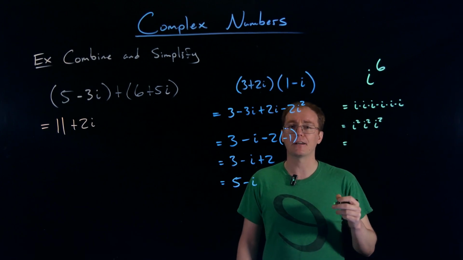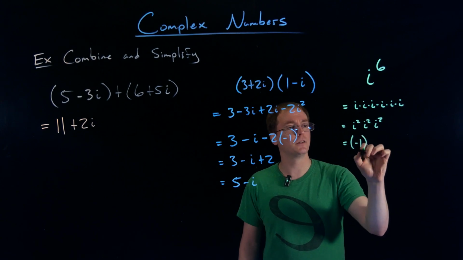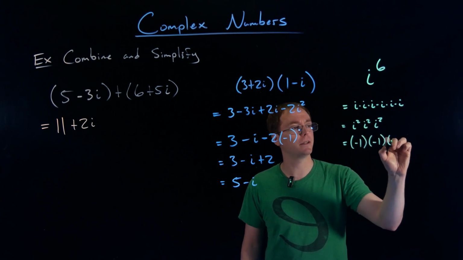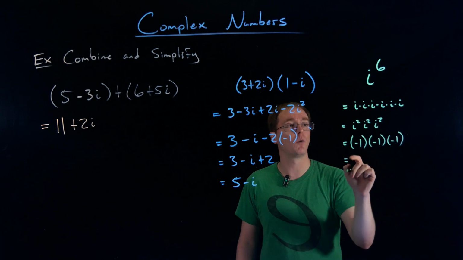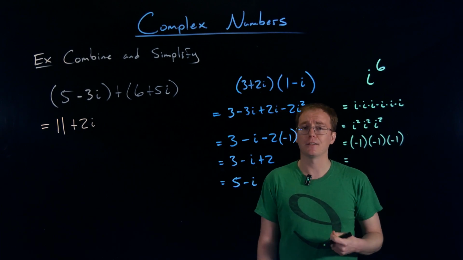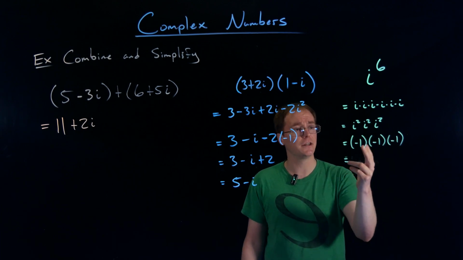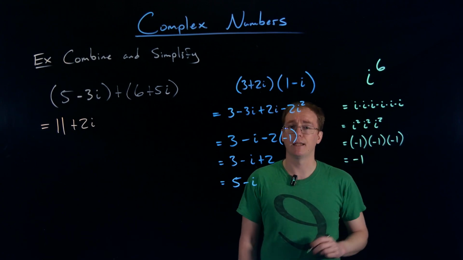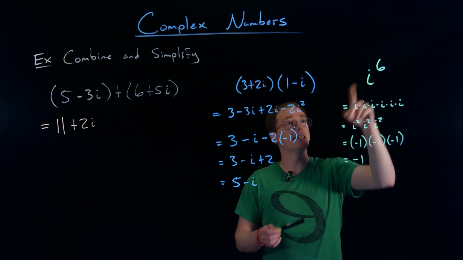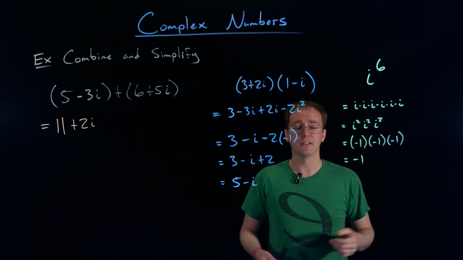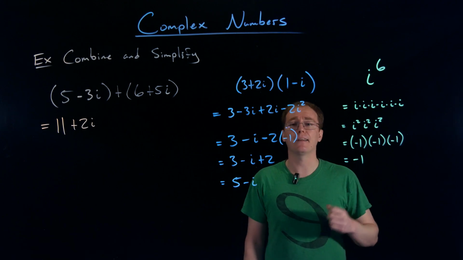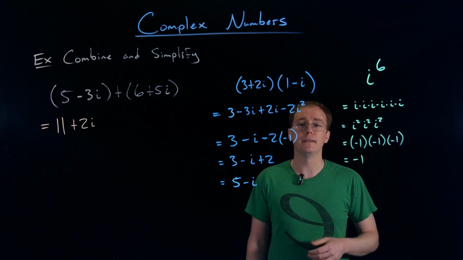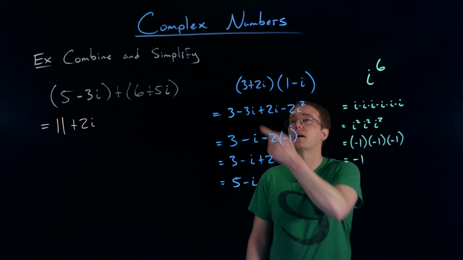But now every factor of i squared can be swapped out and replaced with a factor of -1. So i squared times i squared times i squared is just -1 times -1 times -1, which is -1. So i to the sixth looks pretty complicated, at least initially, but when we simplify it, i to the sixth is really just a way to write -1 in a fancy, complex way.